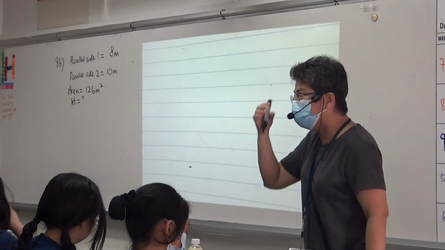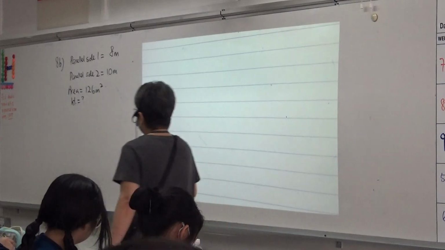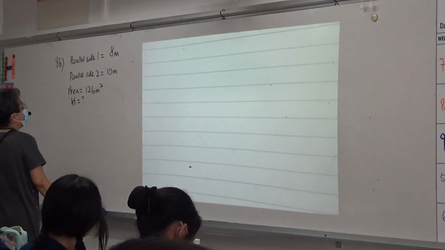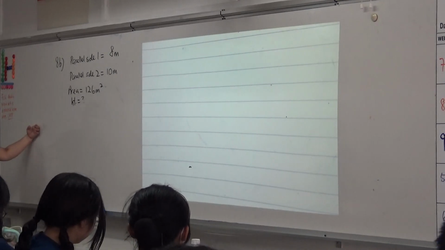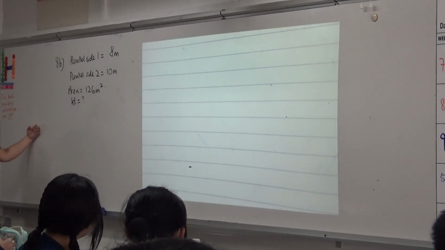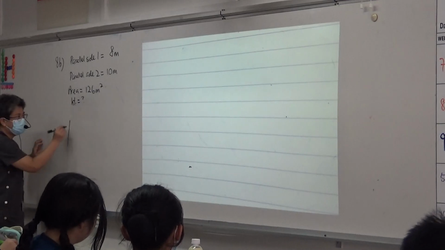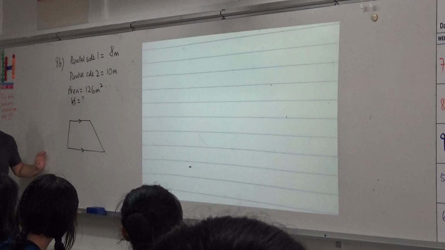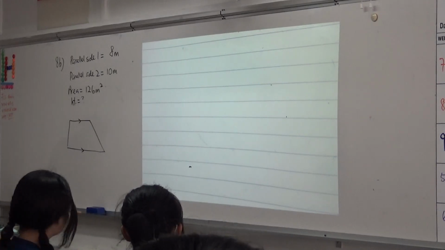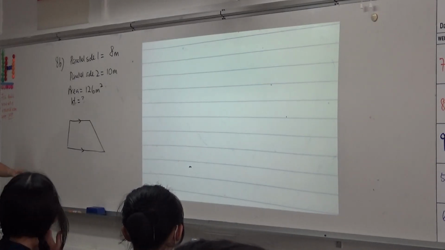Alright? All of you look at the board. Parallel side 1 is 8 meters. Parallel side 2 is what? 10 meters. Area is 126 meters square. That's the height. Now, I can roughly draw the trapezium like that, right? Okay, the question says that it's the trapezium.